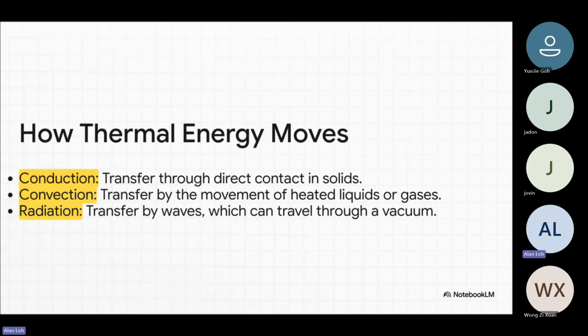This happens in fluids, so liquids and gases, like the rolling motion you see in a pot of boiling water. And finally, there's radiation. This is heat traveling as invisible waves. Think about the warmth you feel from the sun. That heat traveled across millions of miles of empty space to get to you.